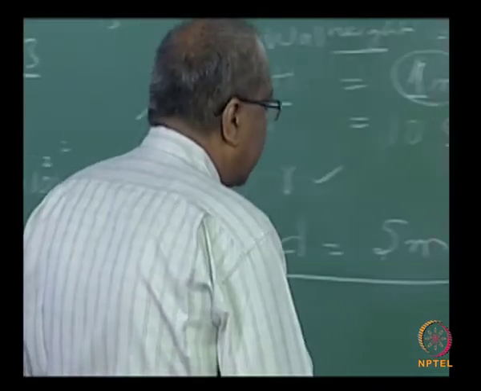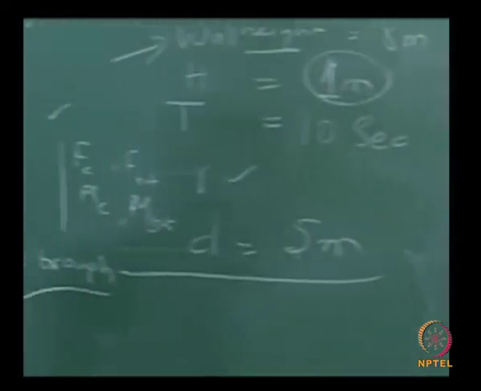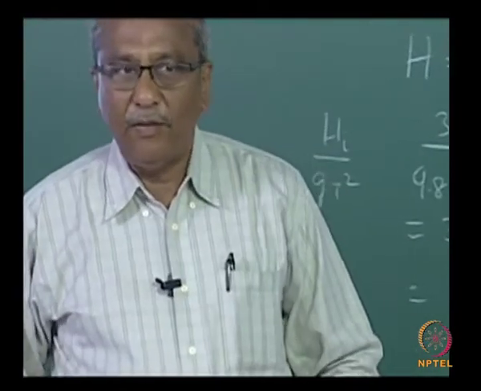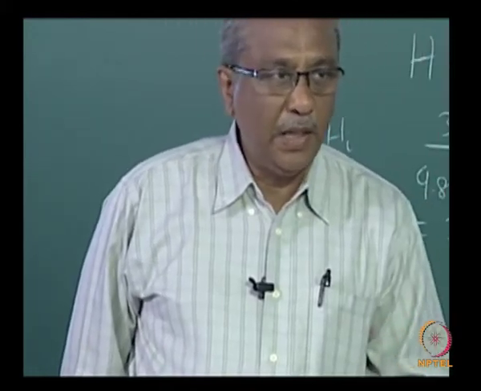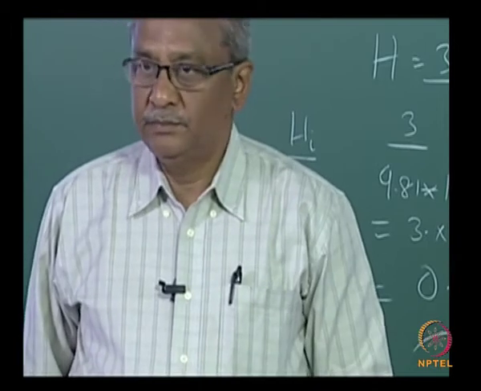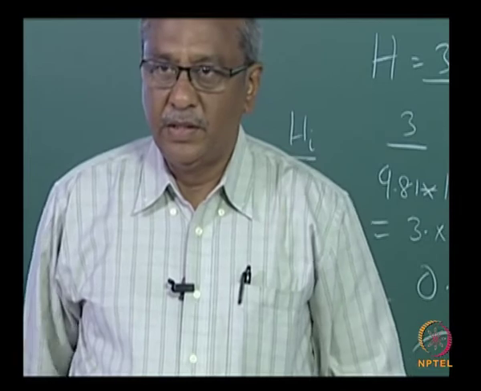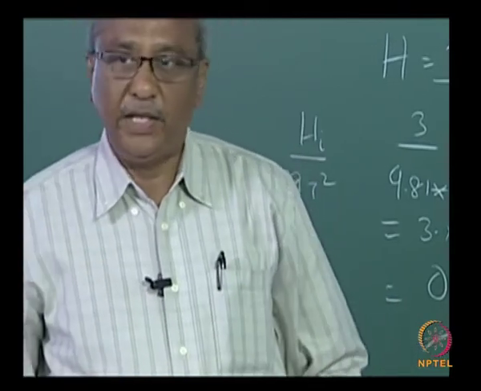So with this I think we have, and there is another possibility also. You can have a wall wherein on one side of the wall you can have waves breaking because of lesser water depth, on the other side waves are not breaking.